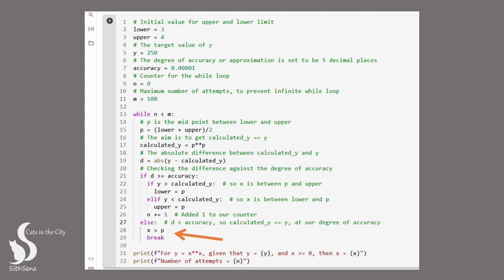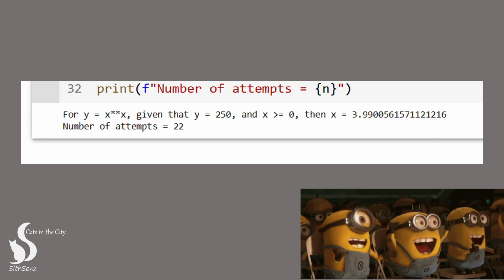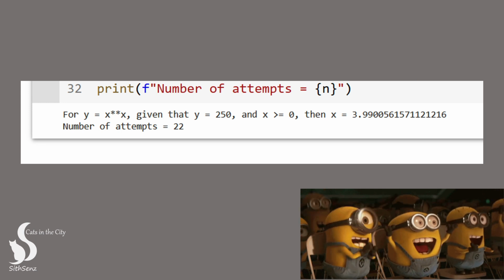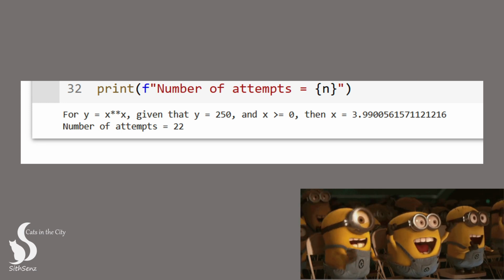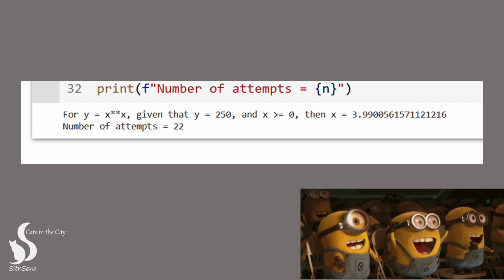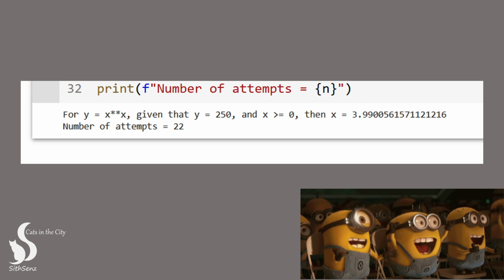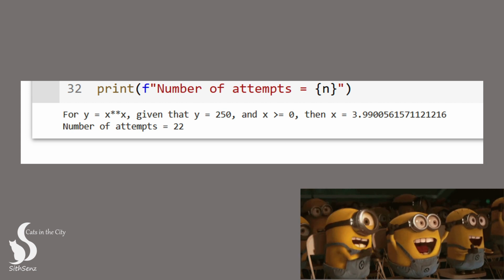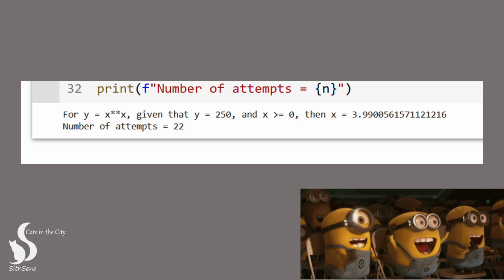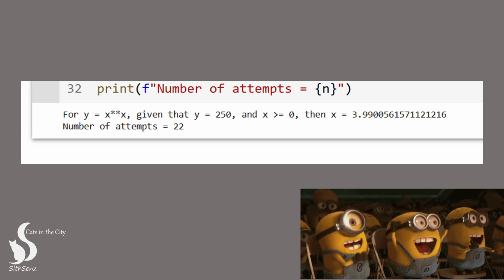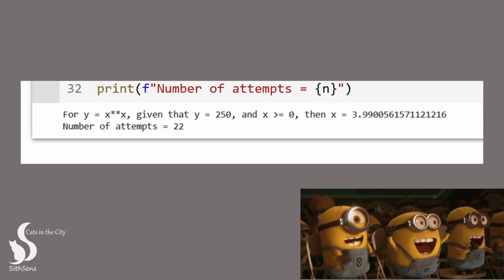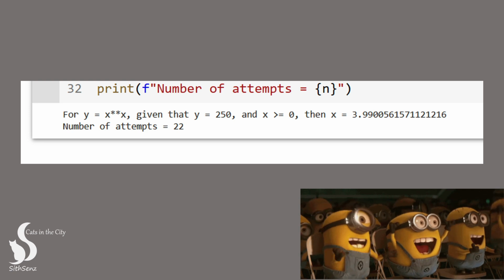Once we found our solution, we'll break free from our while loop. The last two lines of our code are just print functions that will print out our answer. So, for our question, for y equal to x raised to the power of x, given that y equals 250, and x is greater than or equal to 0, x is equal to 3.9900561571121216. Wow, our code found this solution after only 22 attempts that took less than a couple of seconds.